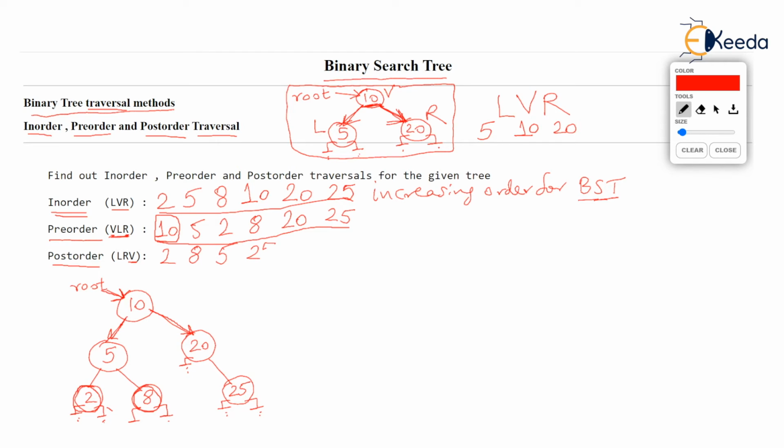After 25 is printed, we will backtrack to 20. And now 20 can be printed because left and right of 20 are done. So the vertex is printed, which is 20. After we are done with 20, we will backtrack to 10, and now 10 can be printed because everything to the left of 10 and everything to the right of 10, LR, is done. So now 10 can be printed. That's 10.